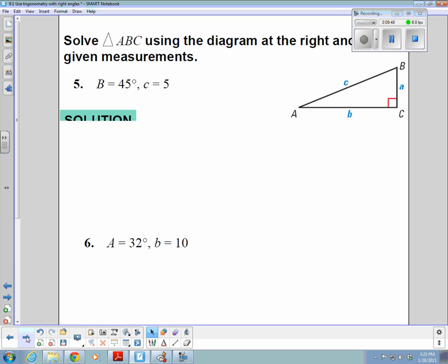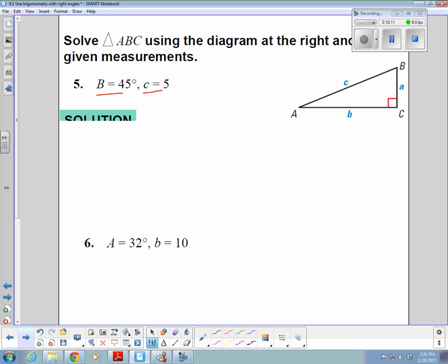So let's jump to this one right here. You're looking at the diagram on the right, and we're going to use the same triangle on the right for all of the problems below. They're going to give you some of this. So in this first case, they're going to give me B is 45 and C is 5. So B is 45, C is 5.